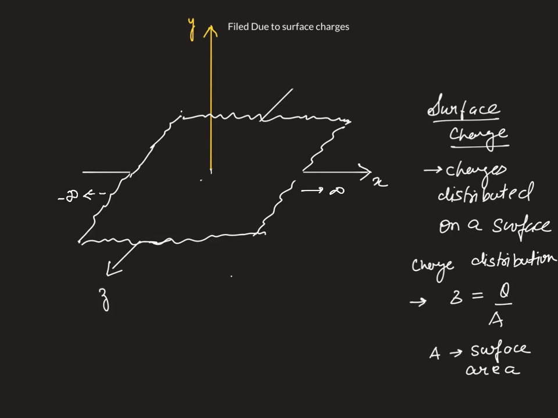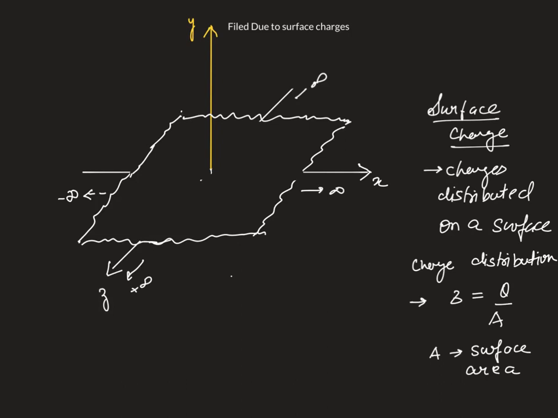It goes to infinity in positive and negative x-axis. It goes to infinity in positive z-axis and negative z-axis. And the y-axis, if you may notice here, the y-axis is perpendicular to the sheet. And on the sheet, there is a uniformly distributed charge. On this entire sheet, there is a uniformly distributed charge.